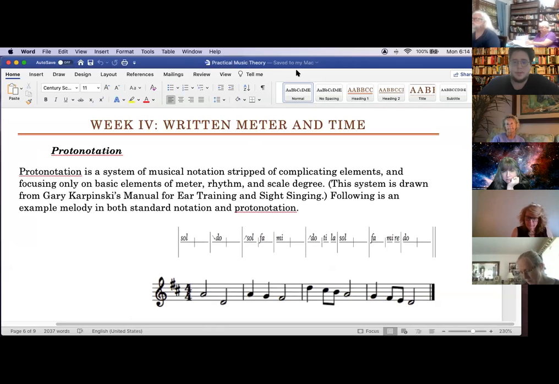So the fact that all of you read that solfege practice without any issue means that you do understand that concept. So you're golden. So this week we're talking about written meter and time.